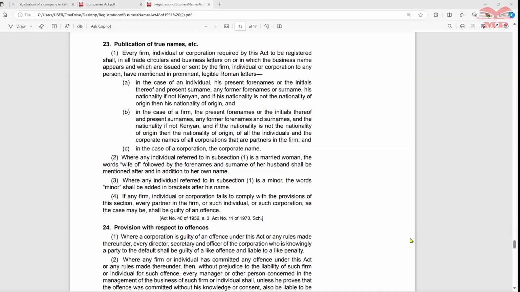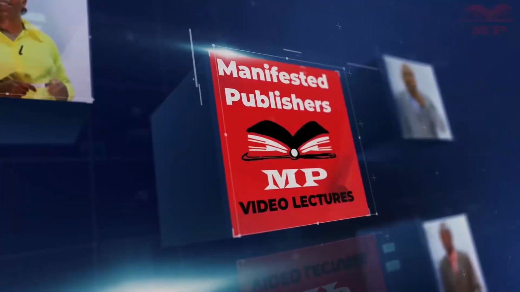So what are the legal effects of the articles? The memorandum and articles shall, when registered, bind the company and members to the same extent as if they respectively had been signed by the company and by each member.